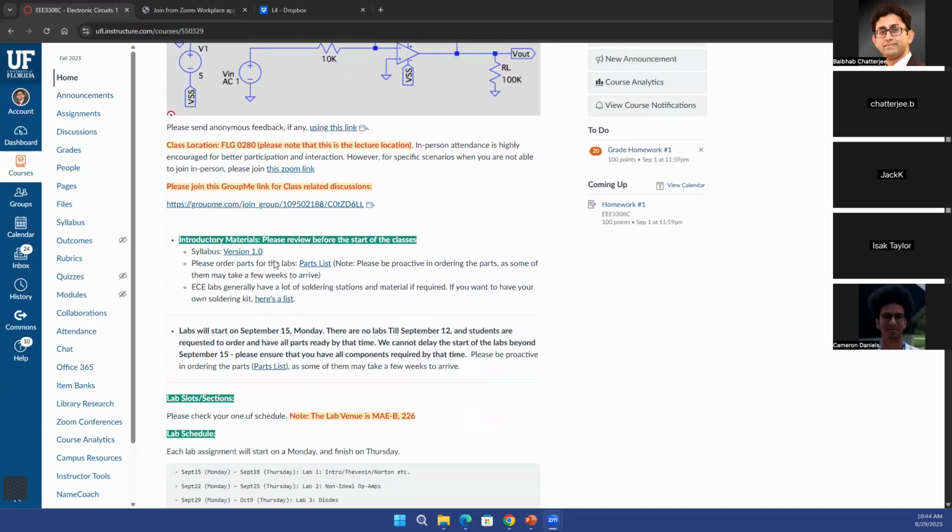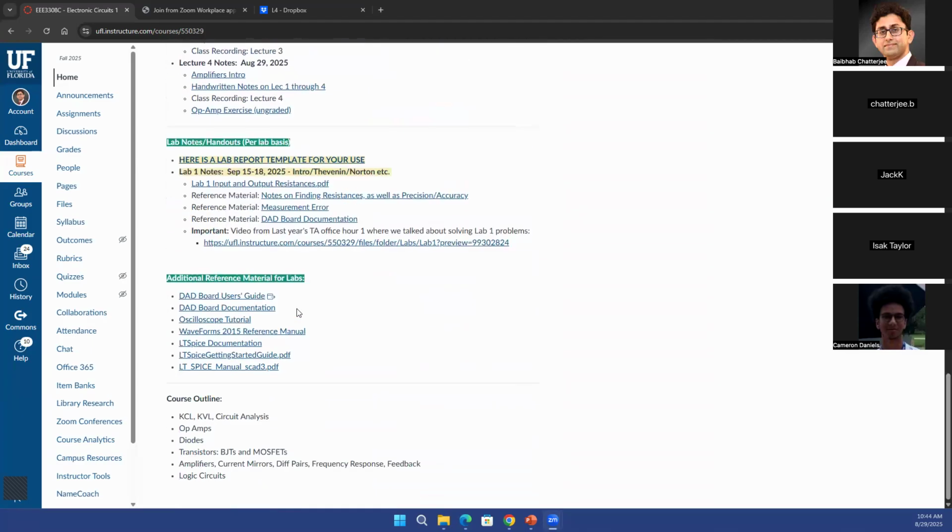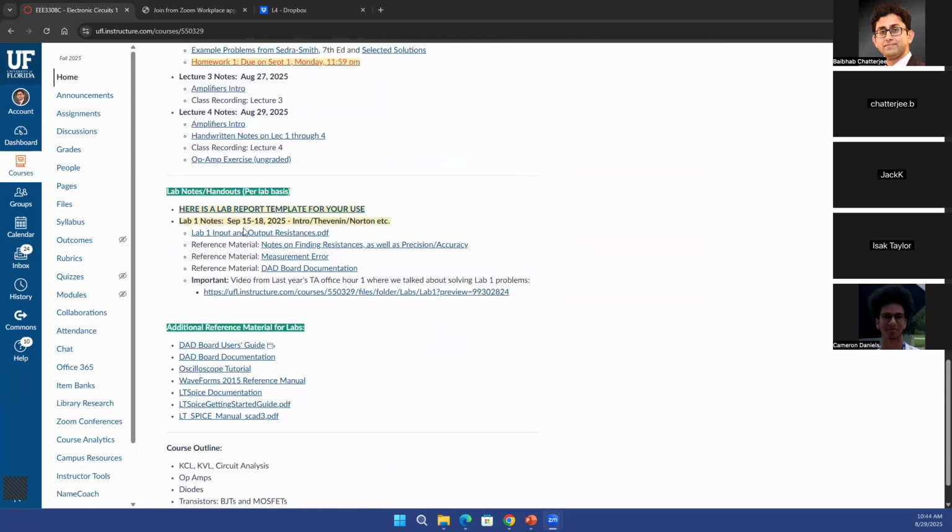So let's see. For example, the lab one notes are already uploaded here. That what you need to do, the documentation is there. You can go ahead and read it as well even now, but the labs will actually start on September 15th. And I'll ask the UPIs to hold maybe a 1 hour lecture session before that, so that you know what to expect from the lab sessions.